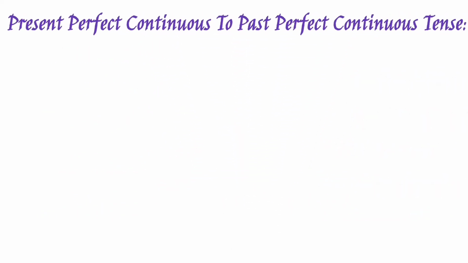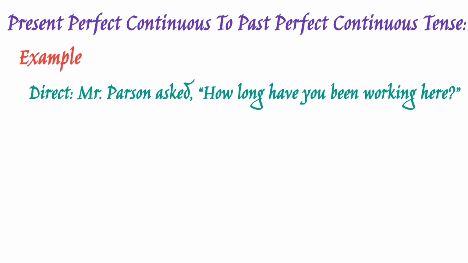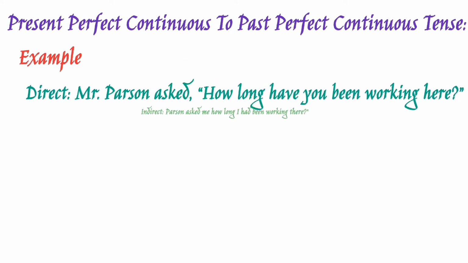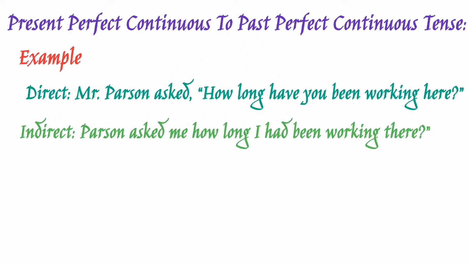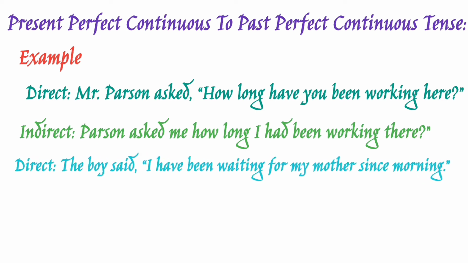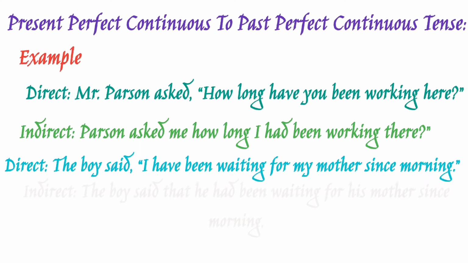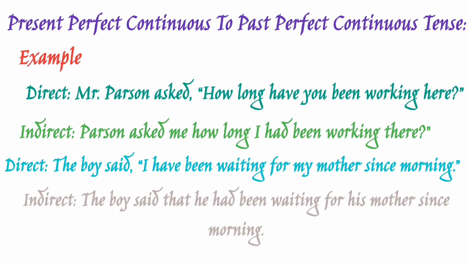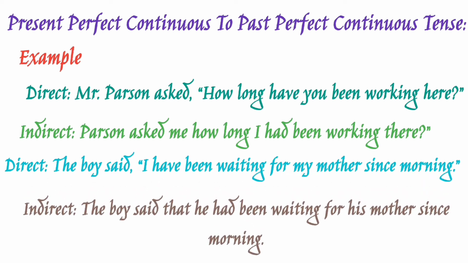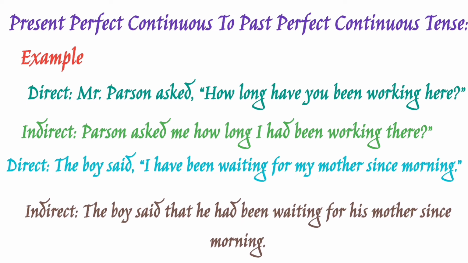Present perfect continuous to past perfect continuous tense. Example. Direct: Mr. Parson asked, "How long have you been working here?" Indirect: Parson asked me how long I had been working there. Direct: the boy said, "I have been waiting for my mother since morning." Indirect: the boy said that he had been waiting for his mother since morning.